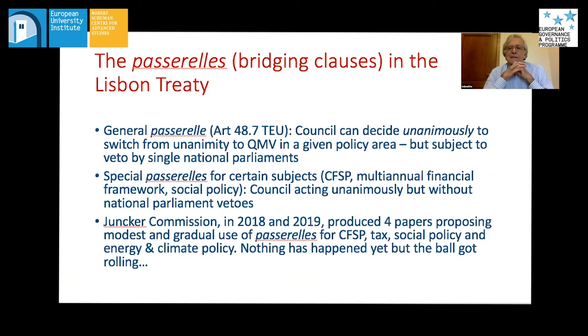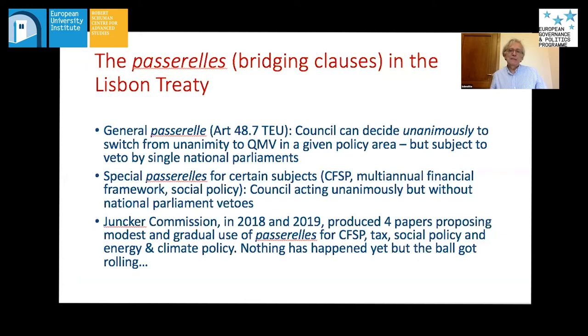The passerelle is the second tool that is available. The passerelle, that's the term usually used here, the French term, which means bridging clause, is provided for in the Lisbon Treaty. There are two types of them. There's the so-called general passerelle, through which the Council can decide unanimously to move over to qualified majority in a given policy area. So in one of those policy areas that I mentioned, in which today you need a unanimous decision in the Council, the Council itself can decide unanimously to move to qualified majority vote, but subject to a veto by every single national parliament to such a move. So not easy at all.